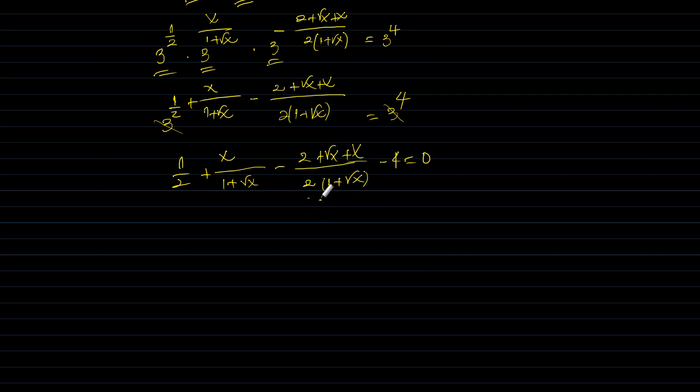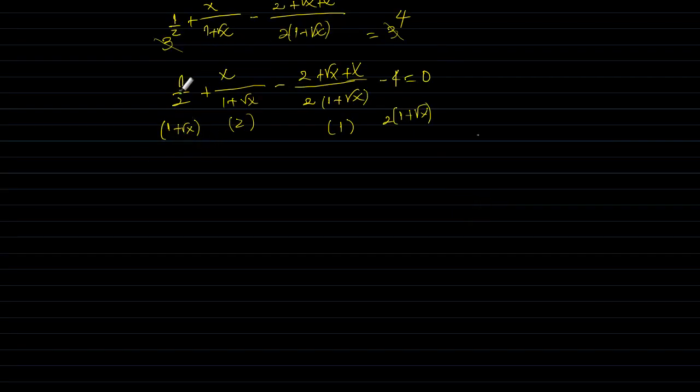Now we have to find the common denominator, right? You see this product here, this is 2 times 1 plus square root of x, and this is the common denominator, because if you multiply this you're going to have this times this and 2 times x. But let's do it. The term with 1 plus square root of x, I'm going to multiply by 2, this one I'm going to multiply by 1, and this I'm going to multiply by 2 times 1 plus square root of x, right?